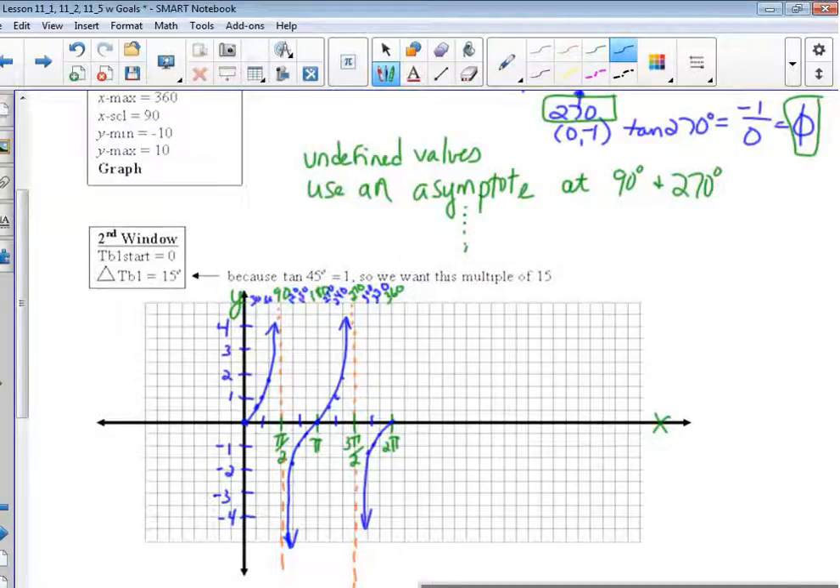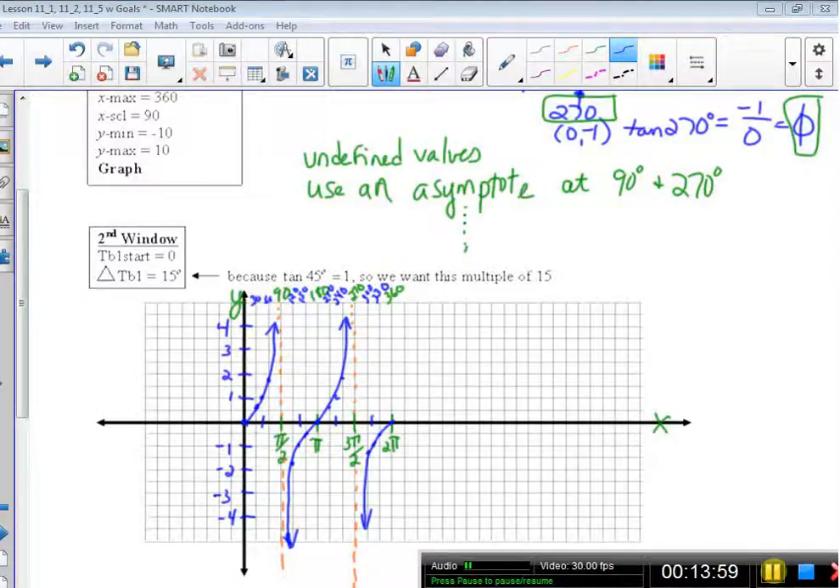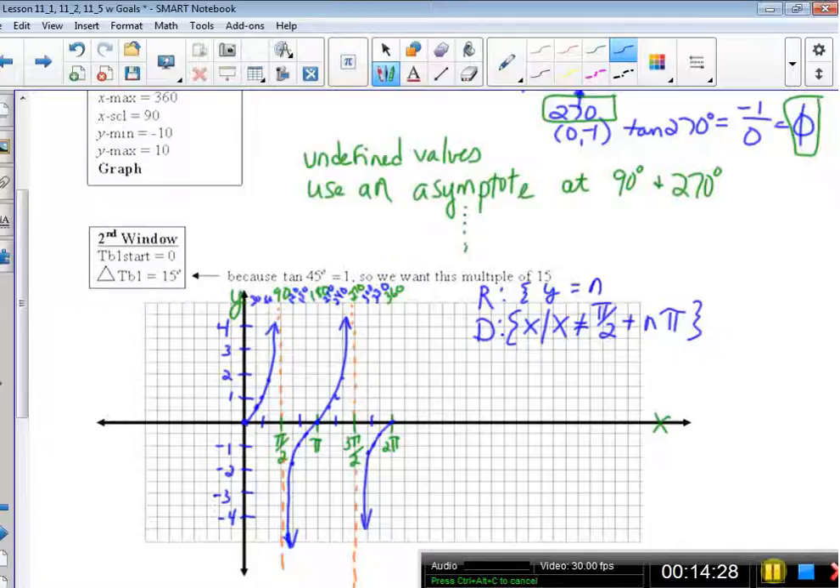Okay, so the domain, all right, is x such that x does not equal pi over 2 plus n pi, and the range is all reals.